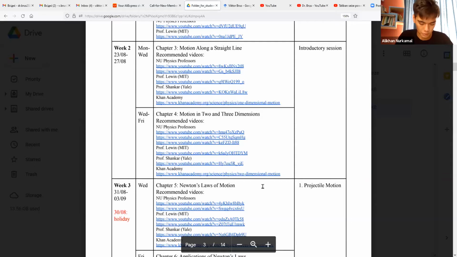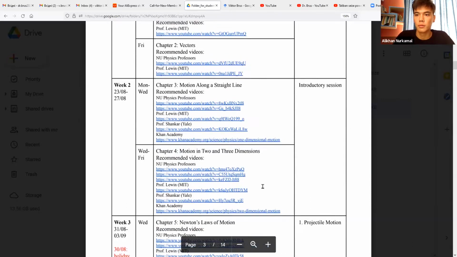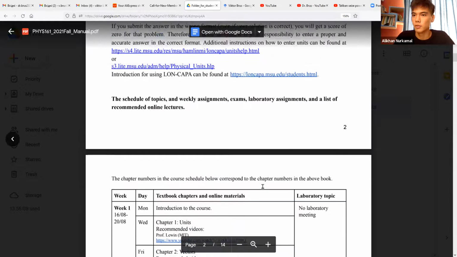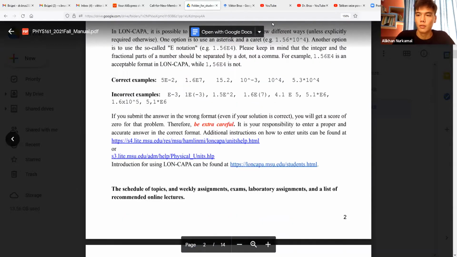Okay. Good afternoon, sir. I have never used the LongCAPA platform, but I guess in that platform we need to supply our answers to the questions. For example, what is the velocity of this motion? We just type in 15 meters per second. So exactly. We do not need to supply our solutions, do we?